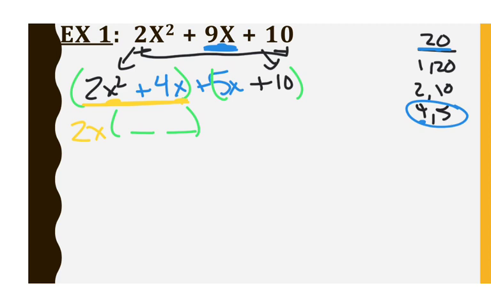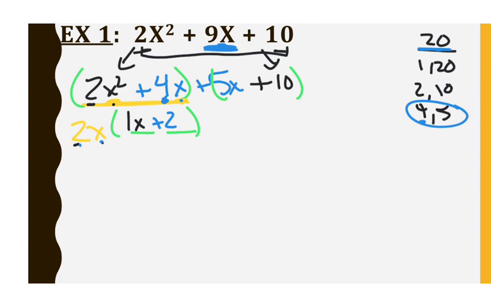Now I'm going to divide. I'm going to divide the coefficients. 2 divided by 2 gives me 1. And I'm going to subtract my x's. 2x's minus 1x is an x. And I'm going to do the same thing with the second term. I'm going to divide my coefficients. So 4 divided by 2 is positive 2. I'm going to subtract my x's. X minus x is nothing.